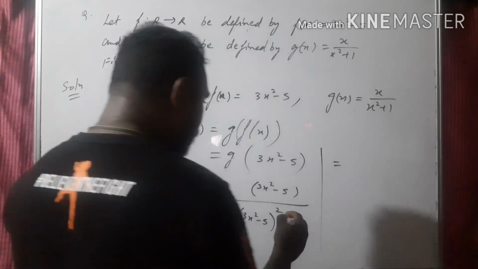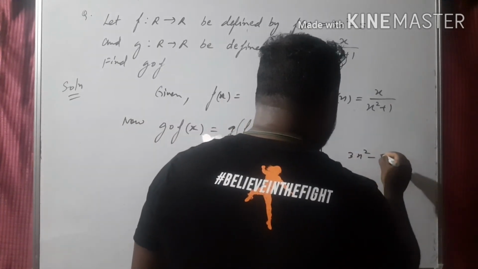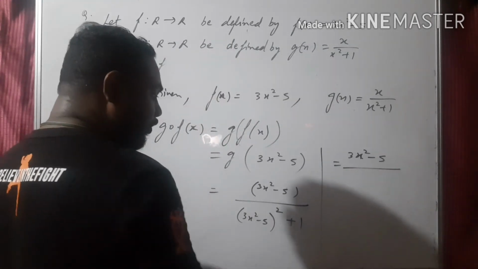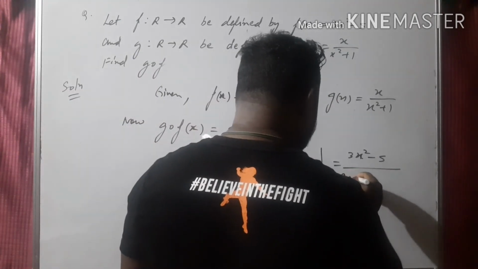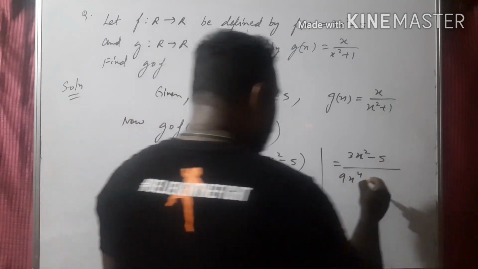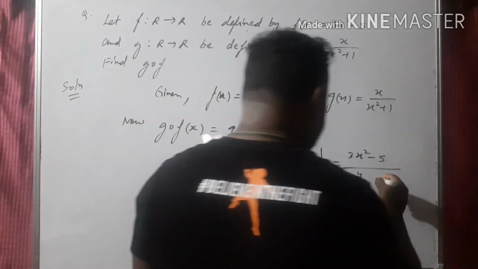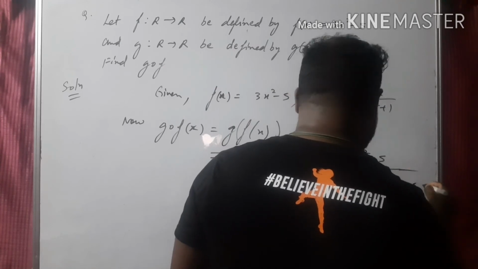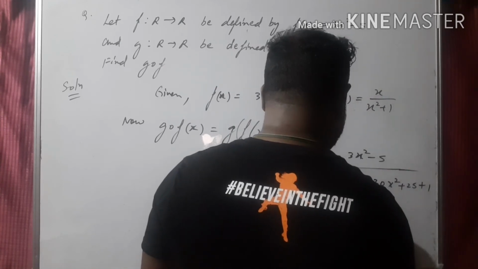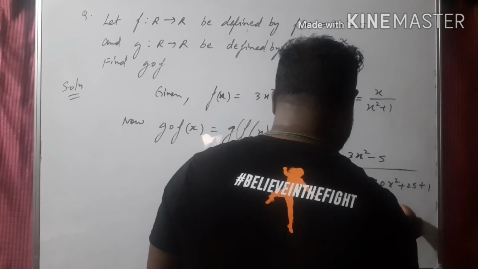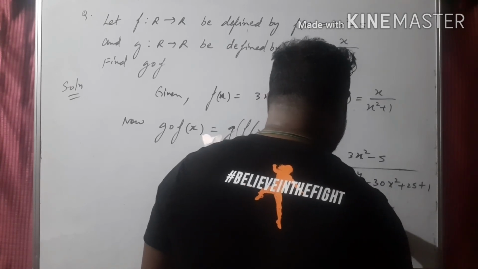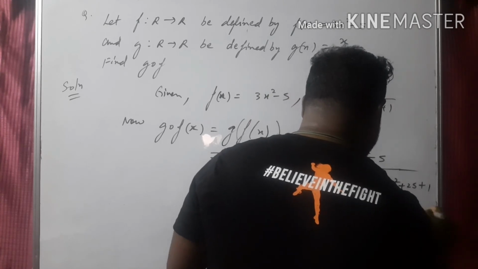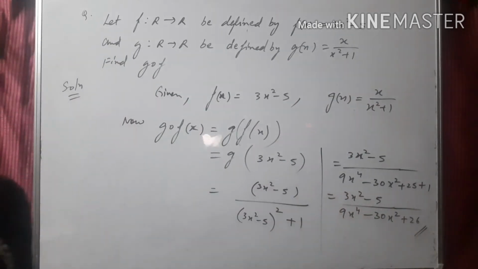Let me do it. I will get here (3x^2 - 5) divided by, applying the (a - b) whole square formula, it will be 9x^4 minus 30x^2 plus 25, plus 1. So it will be (3x^2 - 5) divided by (9x^4 - 30x^2 + 26). So this will be the answer.